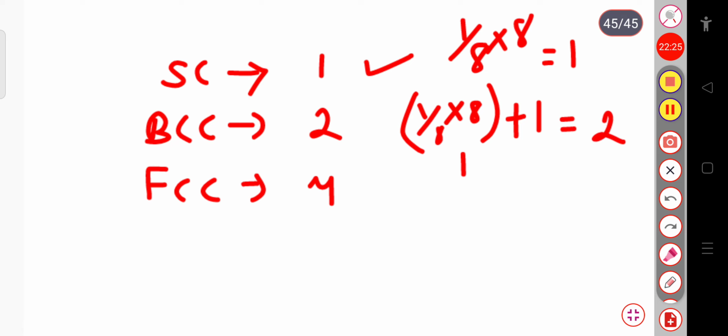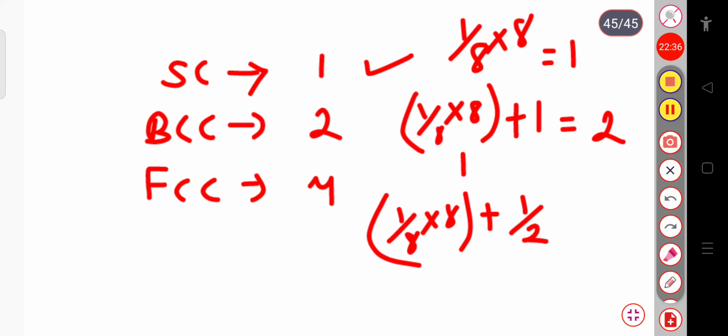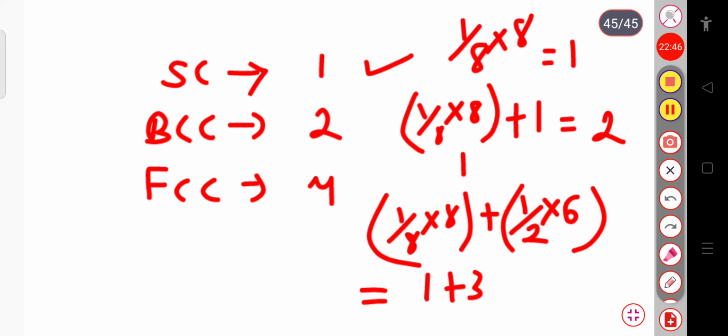And for the FCC structure, for the corner atoms this will be 1 by 8 into 8, since there are 8 corners, and for the faces only half of the atom is present in the unit cell, so this will be 1 by 2 into 6, since there are 6 faces. So this will be 1 plus 3, that will be equal to a total of 4 atoms present in a unit cell. So this is all about the number of atoms per unit cell in a cubic cell. Basically, I can say the number of atoms present in a cubic cell.